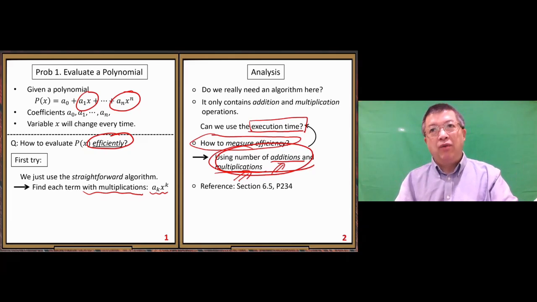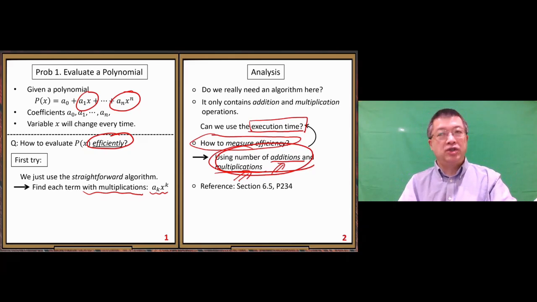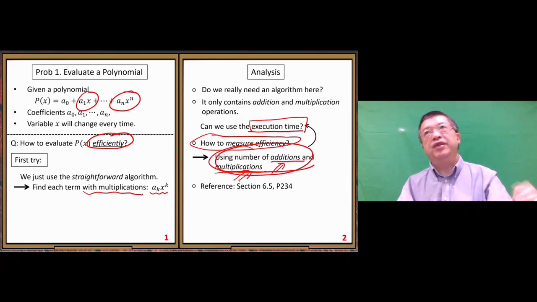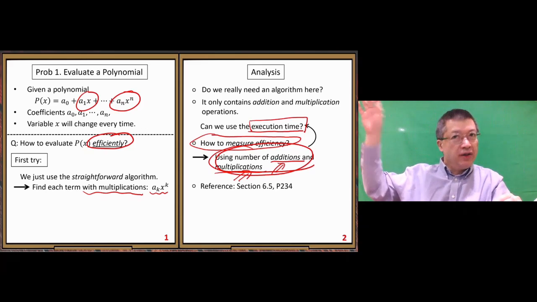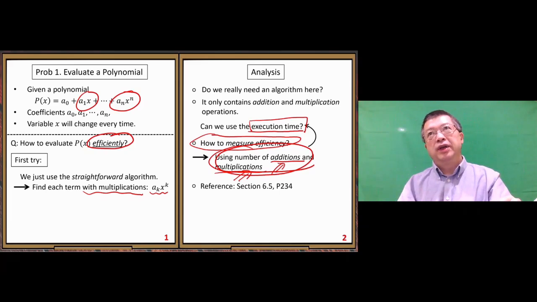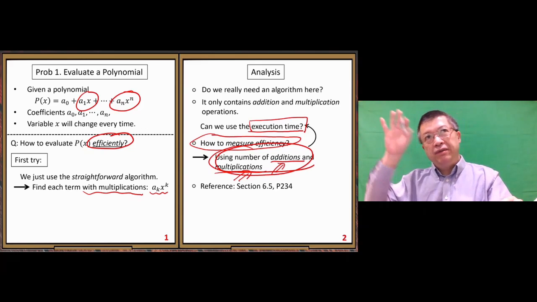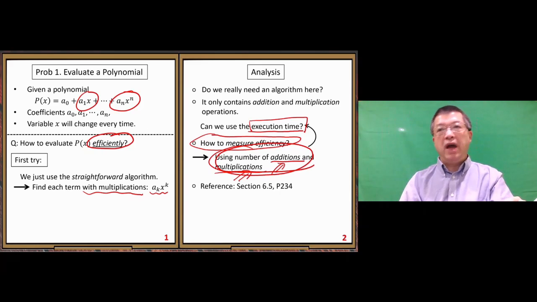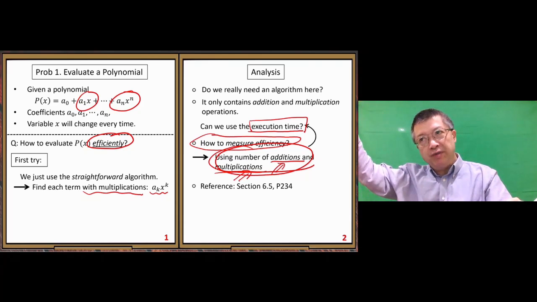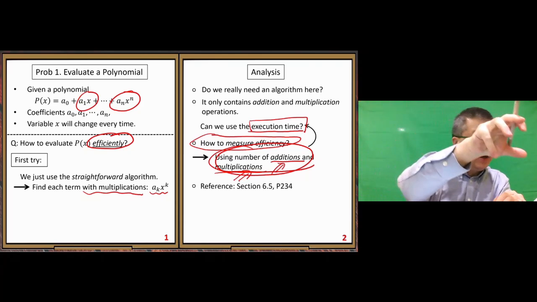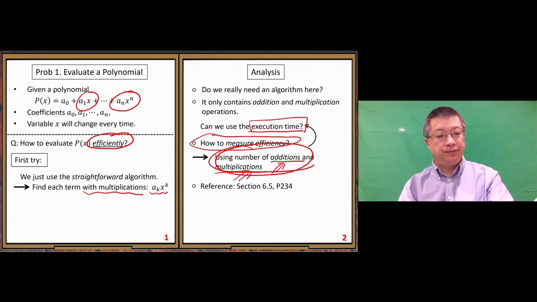And for this problem, I want to give you the reference in our textbook, section 6.5, page 234. Here you can see I do not follow the natural order of the textbook, because for this particular topic I want to show you the power of algorithm. I feel this example is the best one to show you the power of algorithm. So I just move it from section 6.5 to our first class.